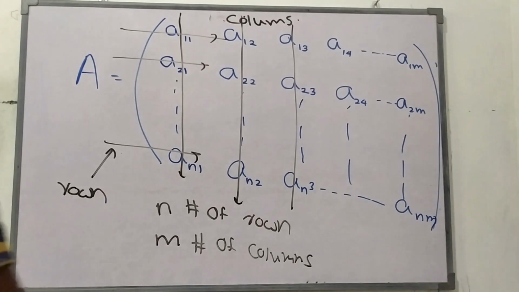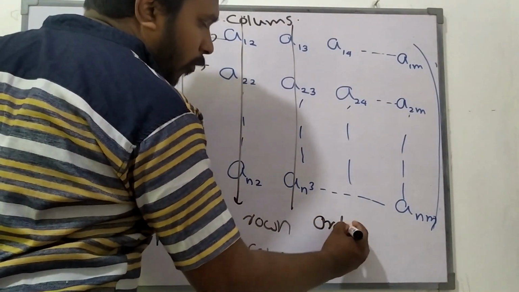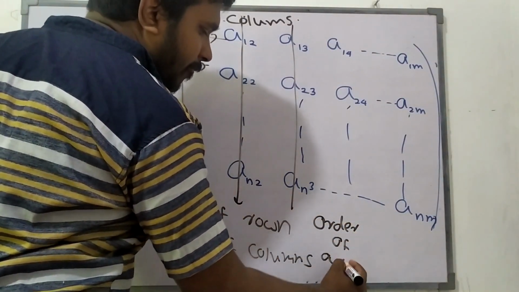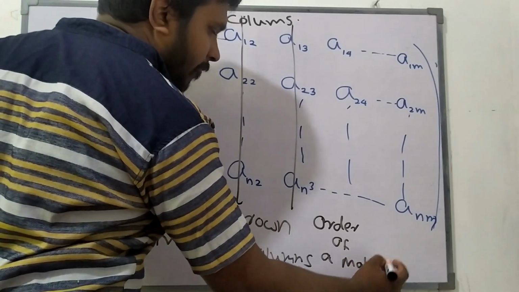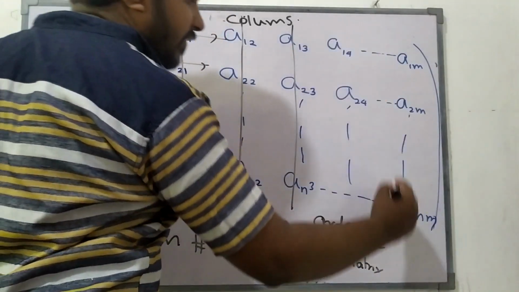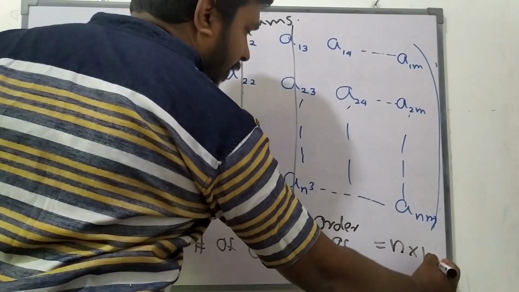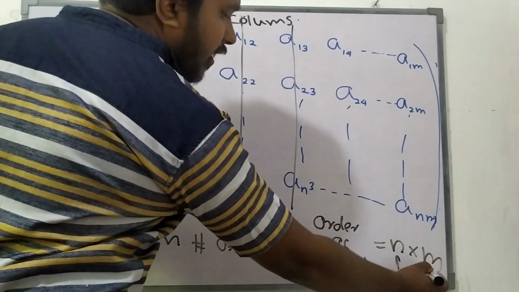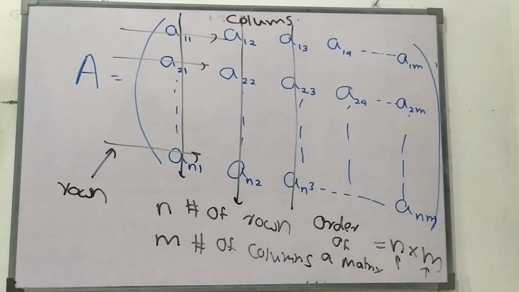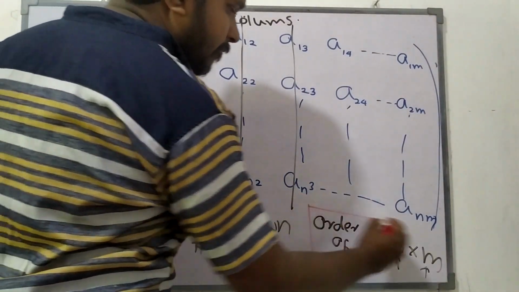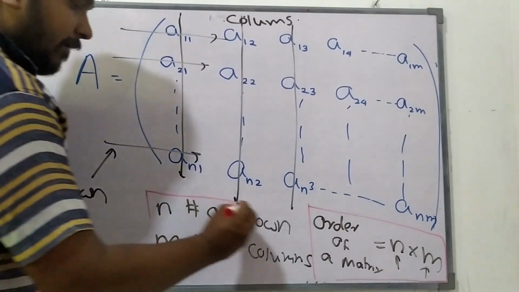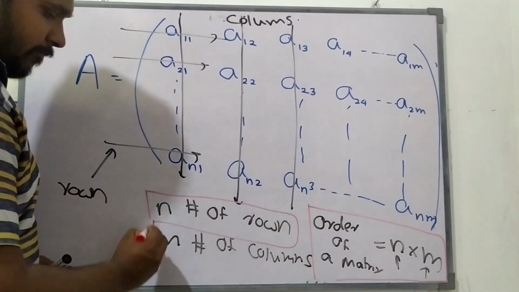Then for our convenience, we define the order of a matrix. The order of a matrix means the number of rows into the number of columns, but we are not getting an answer. It's just only the multiplication, n into m. Always the first one should be the number of rows, and the second one is the number of columns. This is the order of a matrix.